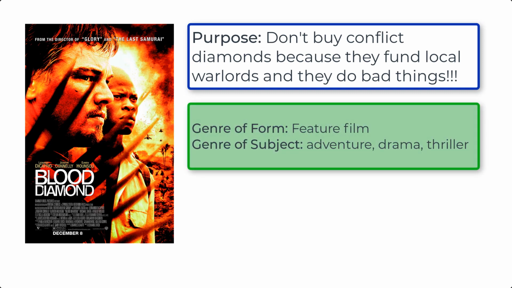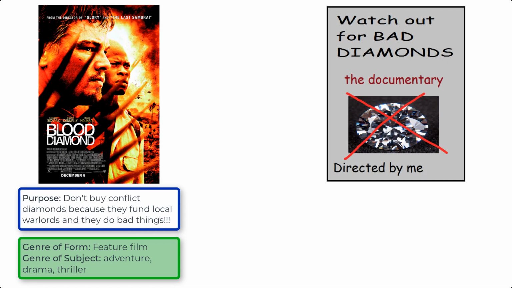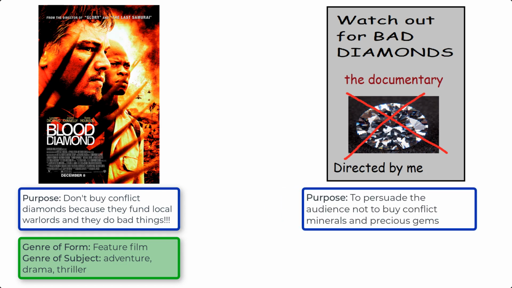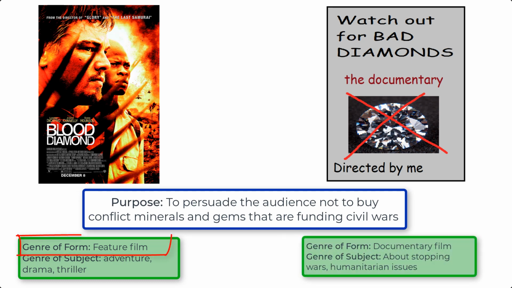Then we can also take a look at some other documentary. I don't know, let's call it Watch Out for Bad Diamonds. And it also has a similar purpose, to persuade the audience not to buy conflict minerals and precious gems. So by picking these two texts, we can identify their similar purpose, to persuade the audience not to buy conflict minerals and gems that are funding civil wars. And we can also identify their genres. One is a feature film, and the other is a documentary film.